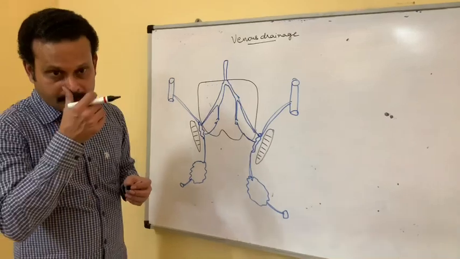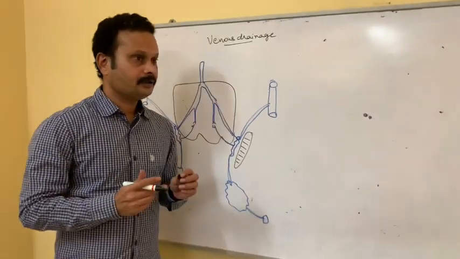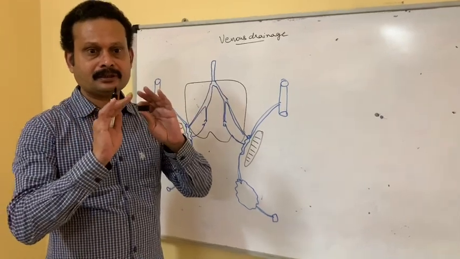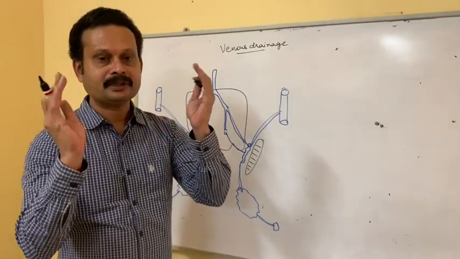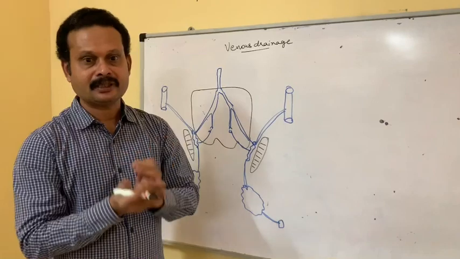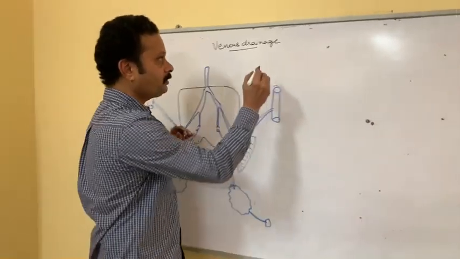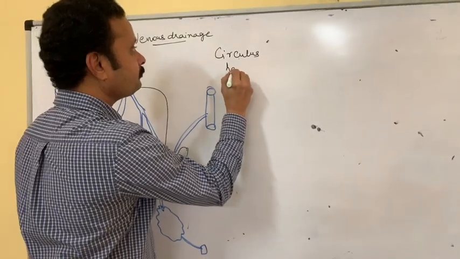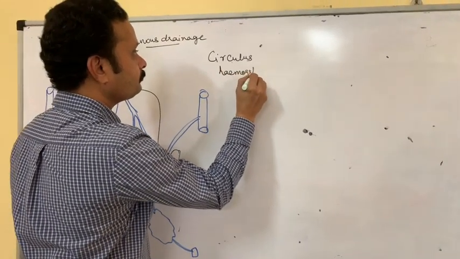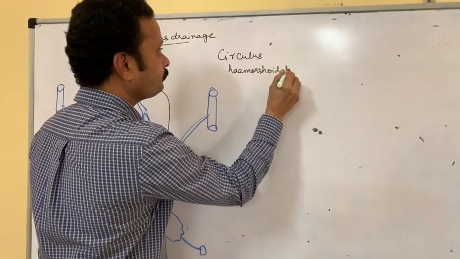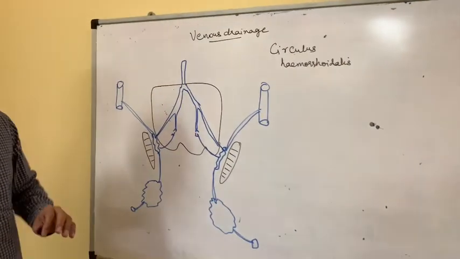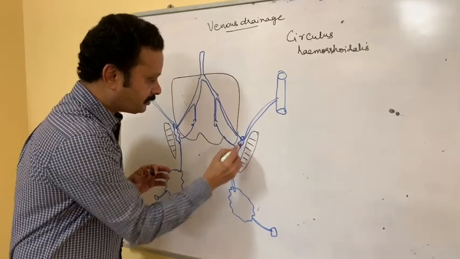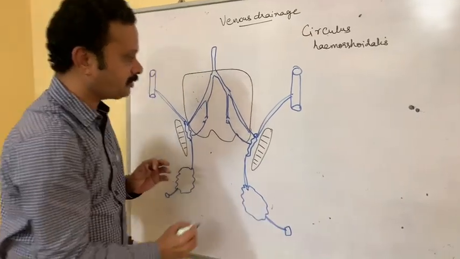Now let us talk about the venous drainage. The rectal veins form a plexus around the wall of the rectum as well as the anal canal, thereby forming circulus hemorrhoidalis, which consists of two sets of veins. One is internal venous plexus and the other one is external venous plexus.